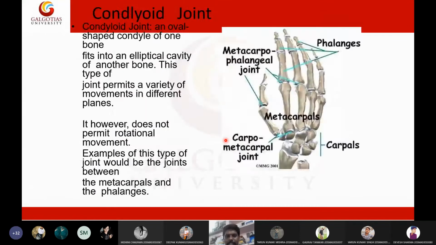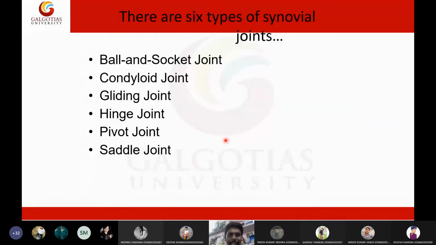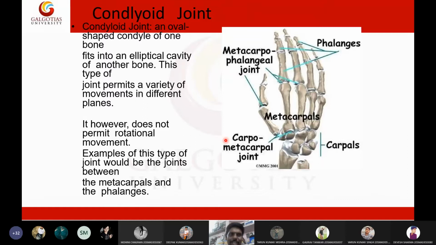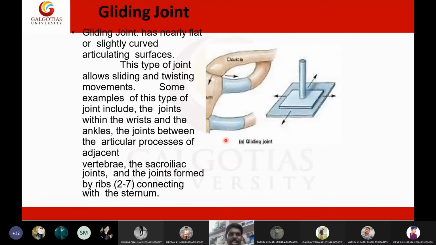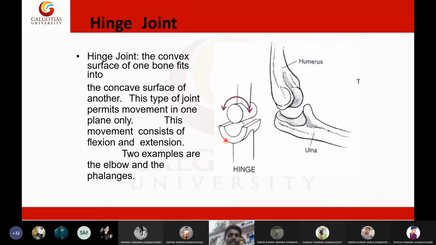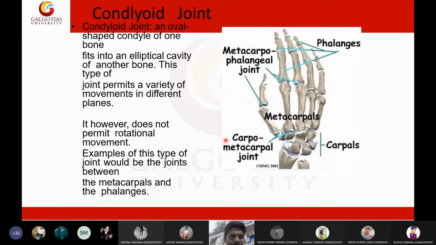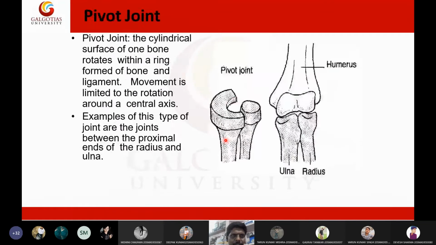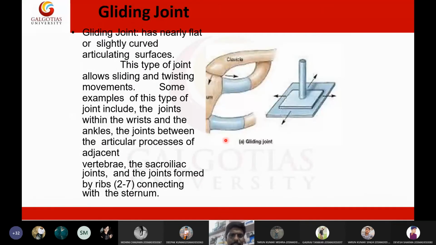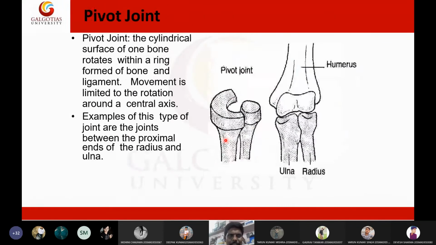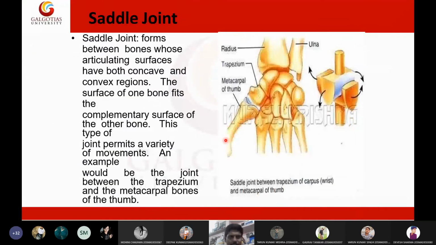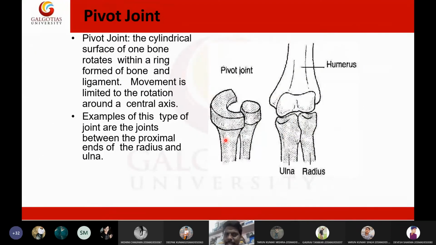So the same story again in an elaborated way. What is a ball and socket joint? What is a condylar joint? What is a gliding joint? Gliding or plane joints are the same, students. Then what is a hinge joint? What is a pivot joint? What is a saddle joint? Okay, so these are the types of joints and the brief description of each and every joint. This you can study by yourself.